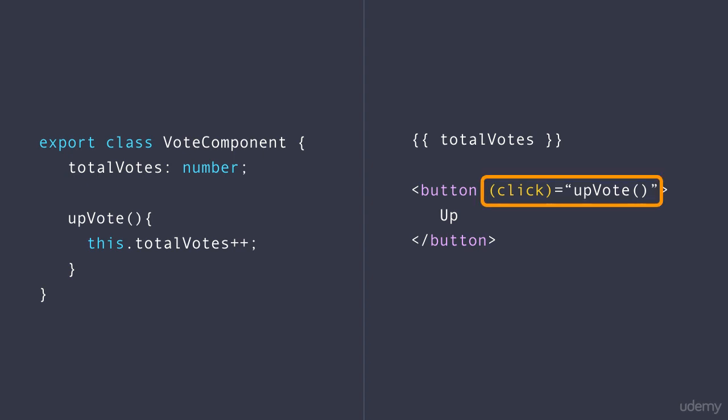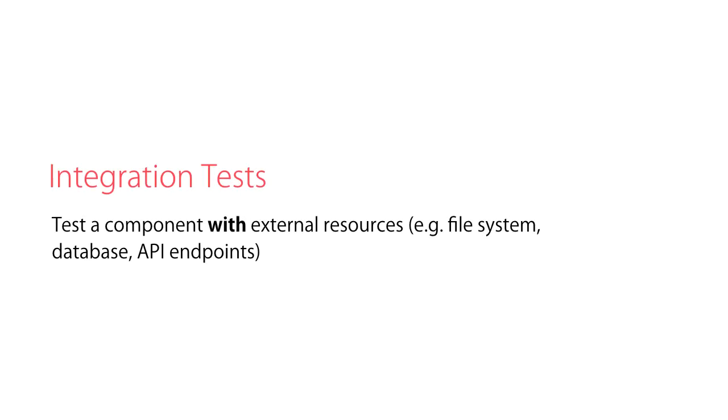However, if there's a problem in the bindings and the template for this component, we will not know until runtime. For example, if we forget to bind the click event of this button to the upvote method, our component is not going to function properly. And that's when we use an integration test. With an integration test, we test the component with external resources. Once again, this is the classic definition of integration tests.